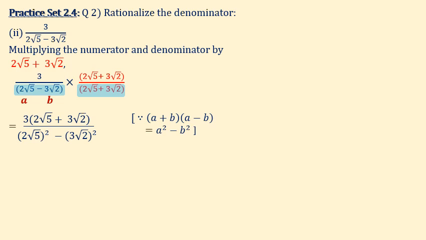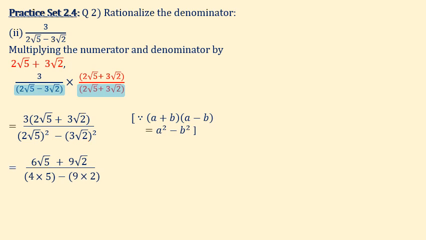Now we simplify the numerator. 3 into 2 root 5 will be 6 root 5. 3 into 3 root 2 will be 9 root 2. Now simplifying the denominator. 2 square is 4. Root 5 square is 5. Similarly, 3 square is 9 and root 2 square is 2.